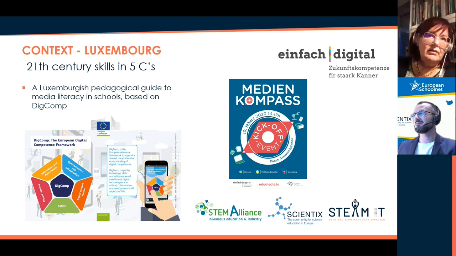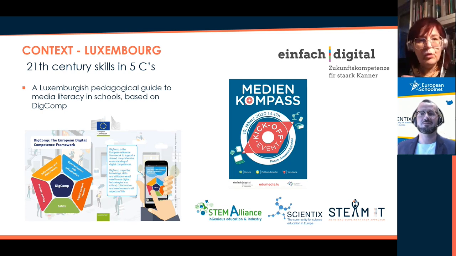It began 3 or 4 years ago when the Minister of Education, Claude Meisch, set a priority for Luxembourg education, and it is the 21st century skills. You certainly know the different frameworks that exist, like the 4 C's or 6 C's, and Luxembourg has 5 C's: creativity, collaboration, critical thinking, and the 5th C is coding.